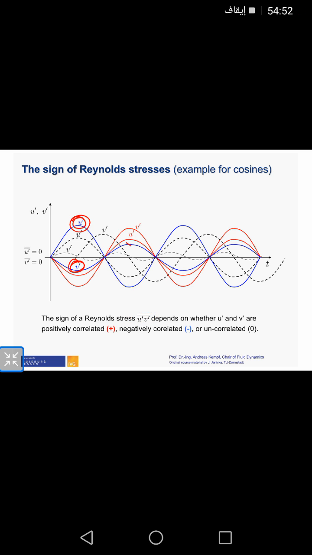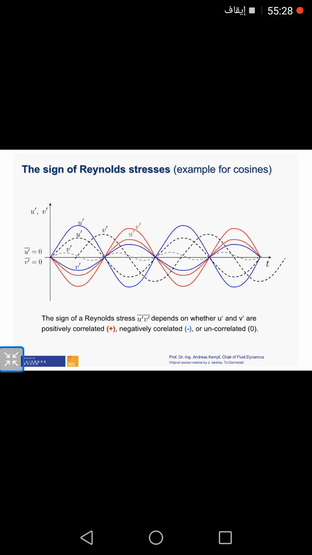We may have different situations though. We may have a situation like here. We have a positive v prime when we have a positive u prime, and a negative v prime when we have a negative u prime. So when the product is always positive, we always have a positive Reynolds stress. So we can already say that depending on how u and v behave relative to each other and fluctuate relative to each other, we will either see positive or negative stresses.